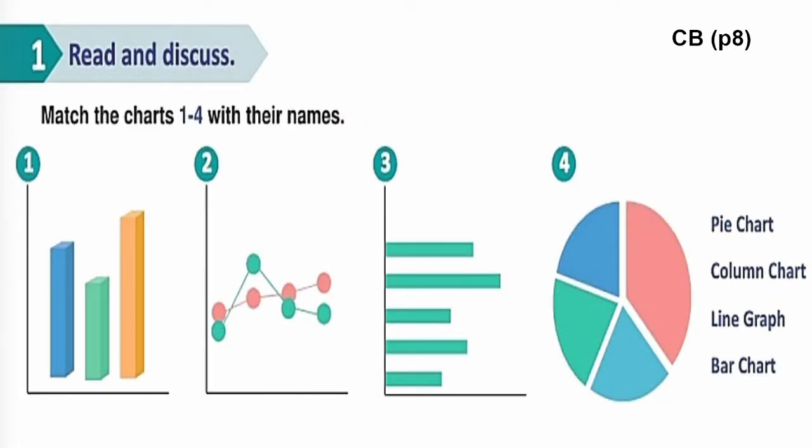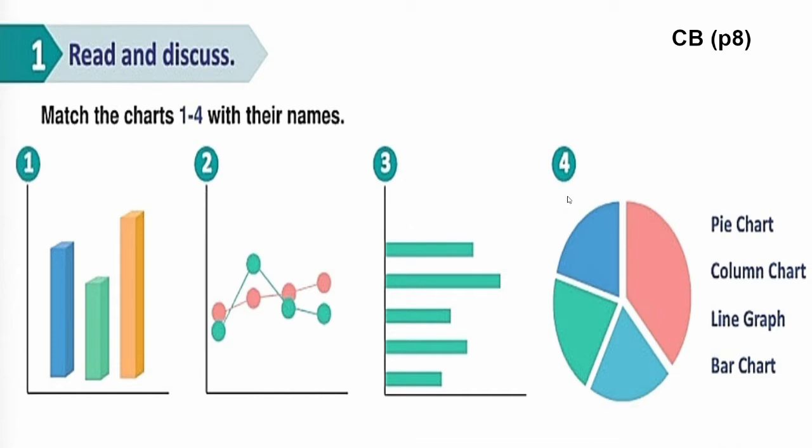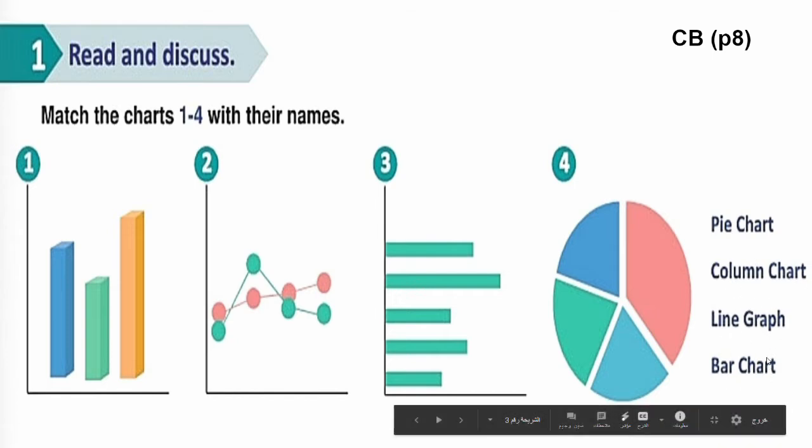Activity number 1. Read and discuss. Match the 4 charts with their names. Here we have a pie chart, column chart, line graph, and bar chart.